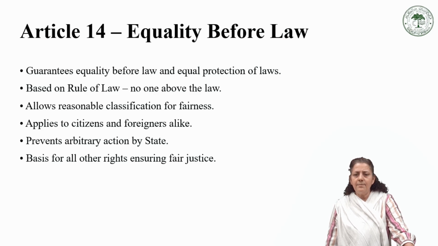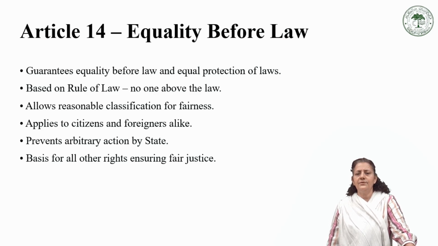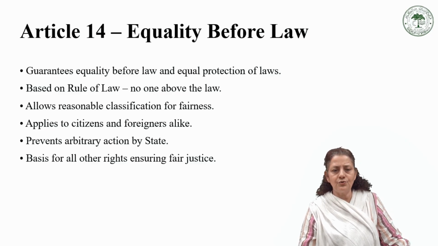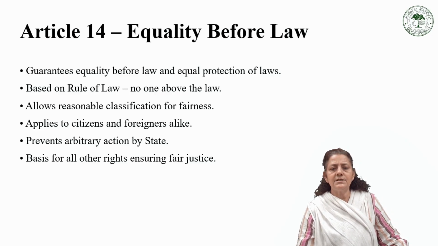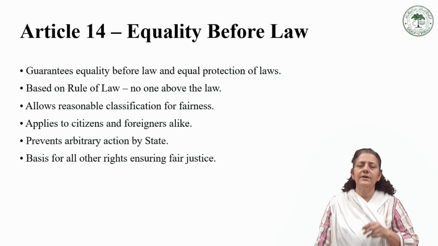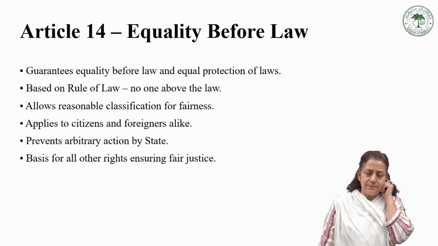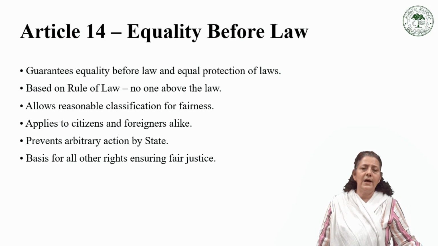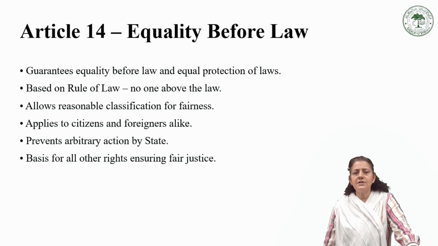The state can make classifications if they are reasonable and based on intelligible differentia and have a rational connection to the objective sought to be achieved. This ensures fairness while allowing flexibility in governance. For instance, special laws for women, children, or weaker sections do not violate Article 14 because they aim to promote equality in real terms.